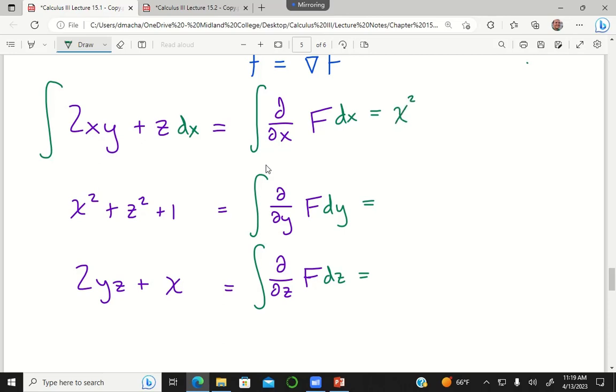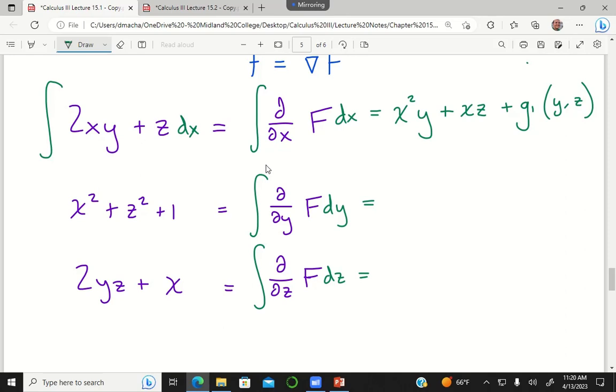x squared y plus xz. And then plus, I'll call it g1 of y and z. So I don't know what the function g1 is, but there could be some function of only the variables y and z there. And whenever I took the partial derivative with respect to x, any function that's only a function of y and z would disappear. And so I wouldn't see it pop up in this expression.